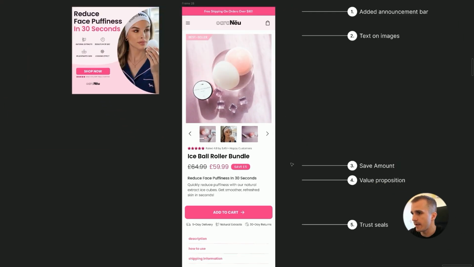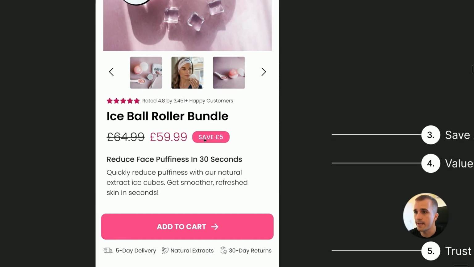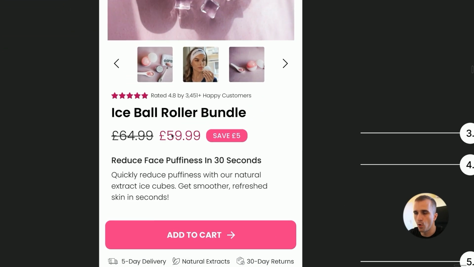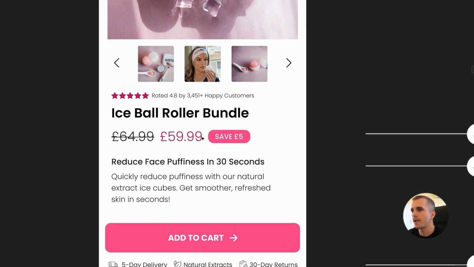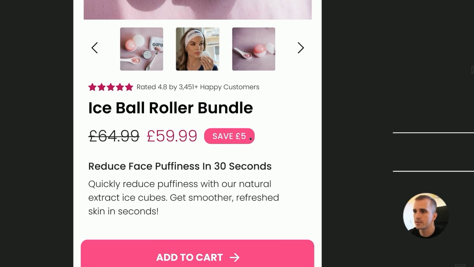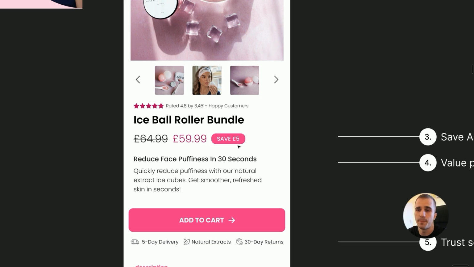Then the next thing that we have here is that we have added this save amount. A lot of you guys only cross out the old price and put the new price, but if you have this box saying save £5 that tells exactly how much your customer is saving, that way your offer will look more appealing. They will not have to calculate themselves how much they're saving. It will increase the perceived value, and therefore more people will buy from you.